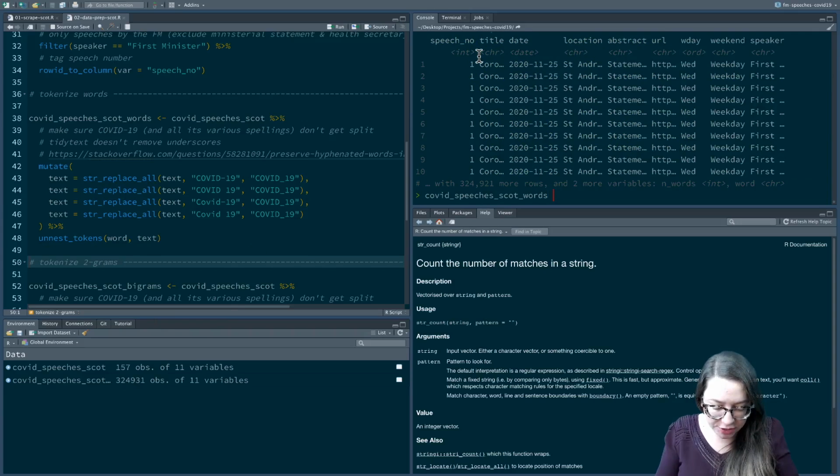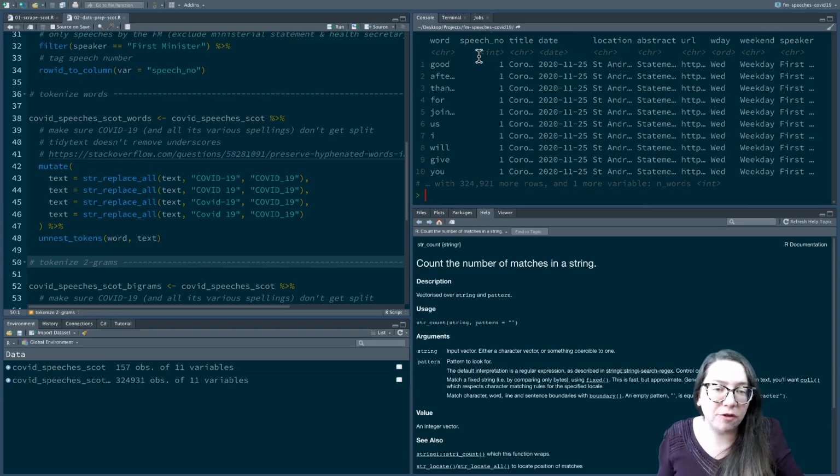So what I can do is say relocate word, just so it can come to the beginning of my data set. So it seems like the text started with good afternoon, thank you for joining us, I will give you, and so on and so forth, which sounds exactly like how Nicola Sturgeon sounds at the beginning of her speeches. So this is basically our unnested data set with the words as rows.